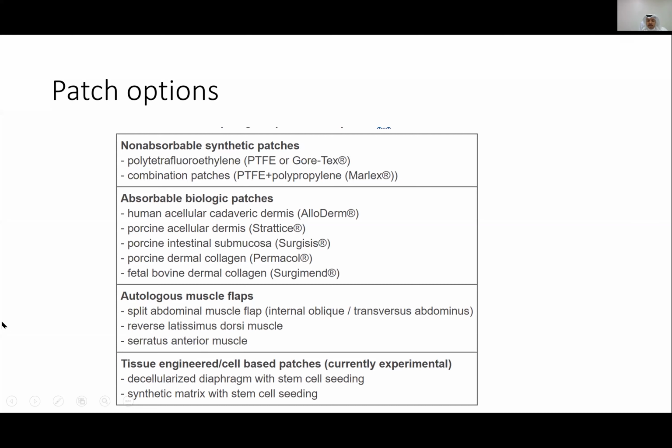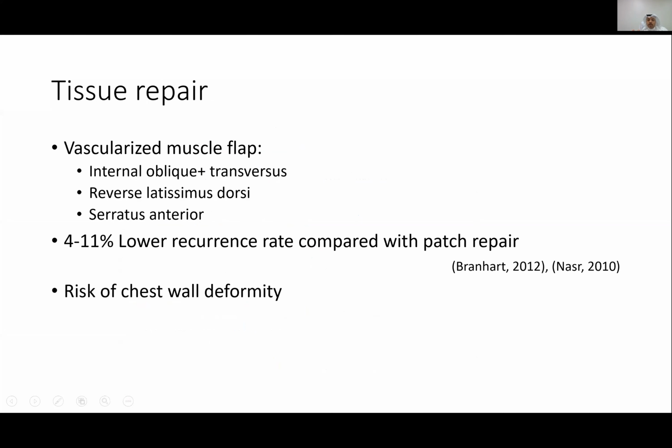You have autologous muscle flaps, which is what we call tissue repair, and it is either a split abdominal muscle flap, latissimus dorsi, or serratus anterior. So when you go to tissue repair, the recurrence rate is lower than patch. It's about 4 to 11%. There is usually a risk of chest wall deformities. However, that was not proven.